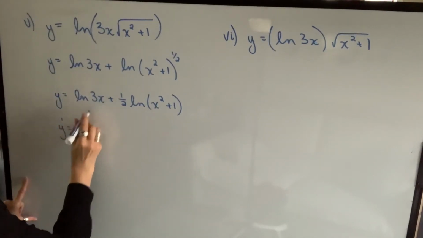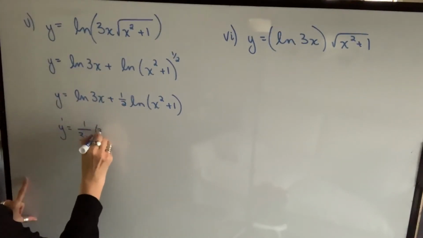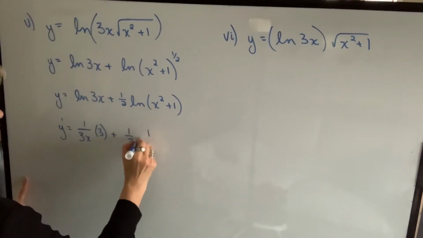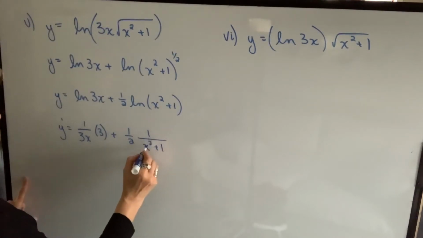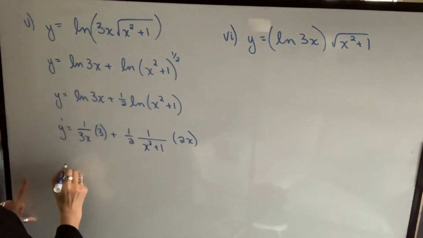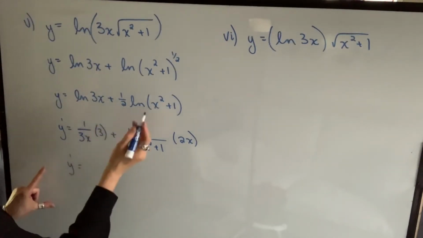So my derivative will be 1 over 3x times the derivative of 3x, plus 1/2 times the derivative of natural log of x squared plus 1, which will be 1 over x squared plus 1, then times the derivative of x squared plus 1, which will be 2x. And that's all I have to do to differentiate it. I didn't need to use my product rule or my power rule.